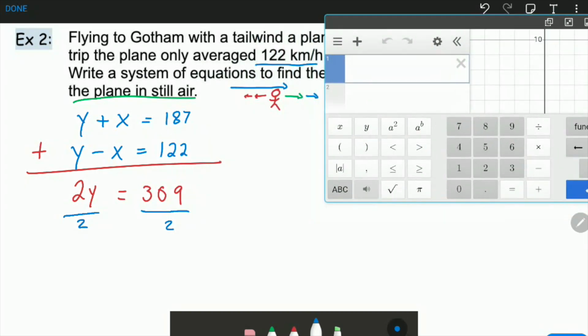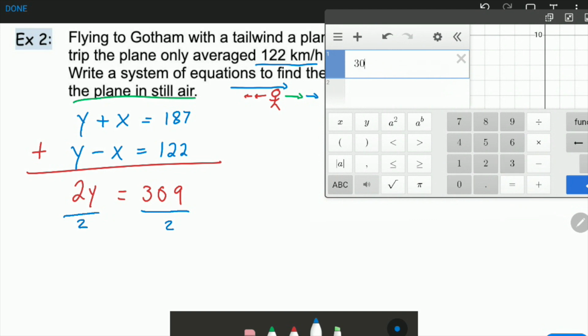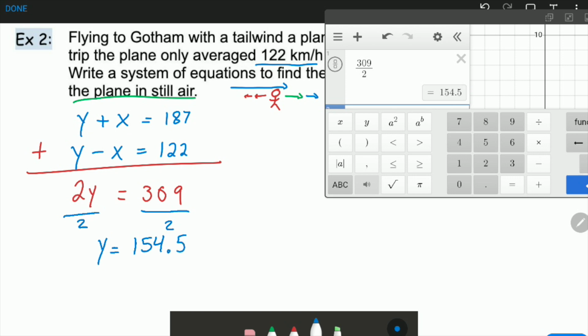Bring my calculator up here. So 309 divided by 2. I'm going to double check the other one as well. 187 plus 122. Yeah. Okay. So we have y is equal to 154.5. Okay, cool. So if y is 154.5, we just need to finish solving.